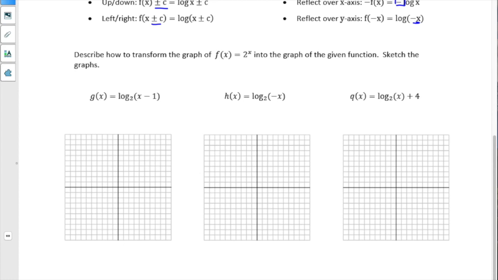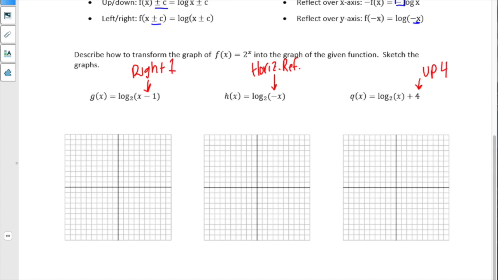Okay, just me. All right, inside value. That's going to move us to the right 1 place. Over here, I have an inside value that's a negative, so that's going to be a horizontal reflection. So I'm going to reflect over the y-axis, so side to side. And then here I have an outside value. This is going to move the entire graph up 4.